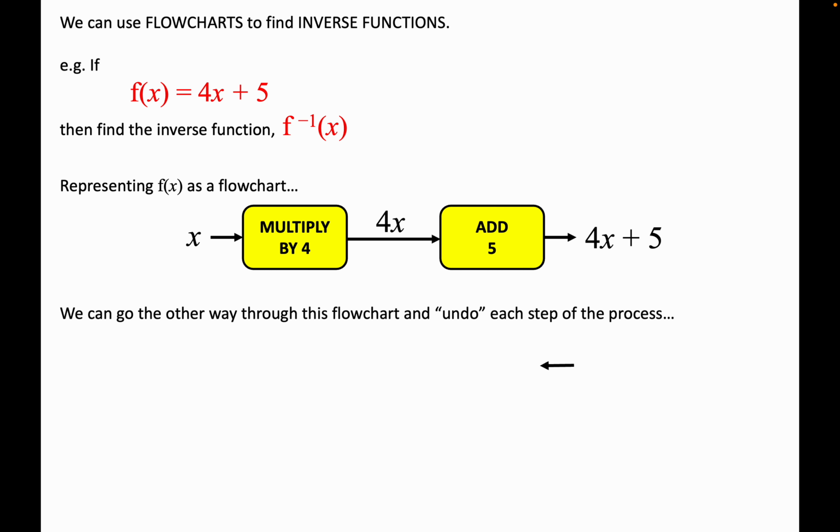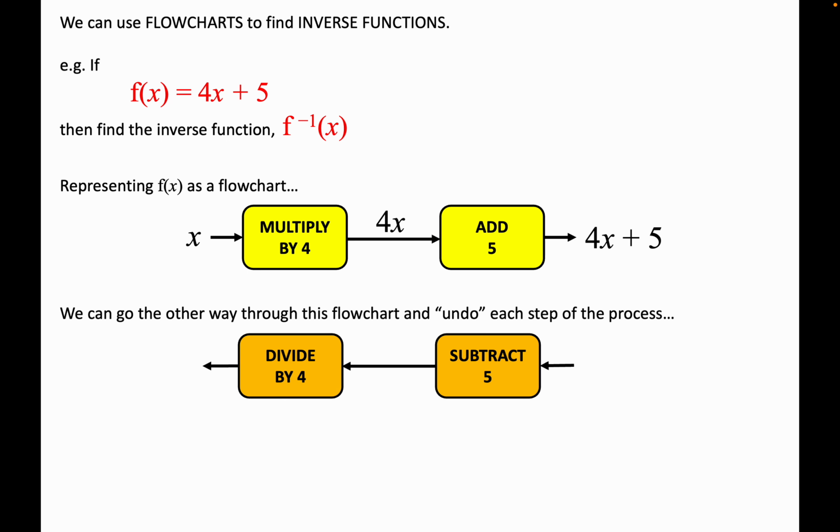So we can go the other way through the flowchart and undo each step of the process. What would undo adding 5? Well, subtracting 5 would undo adding 5. And then what would undo multiplying by 4? Dividing by 4 would undo that. So we're thinking about going backwards, that is from right to left through the flowchart, doing the things that will undo all of those steps that we took in working out the original function.